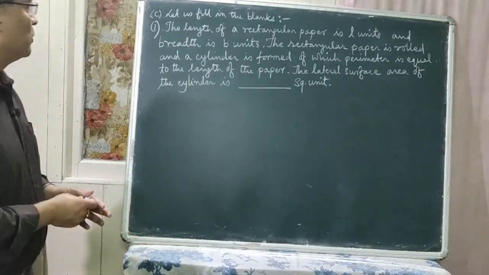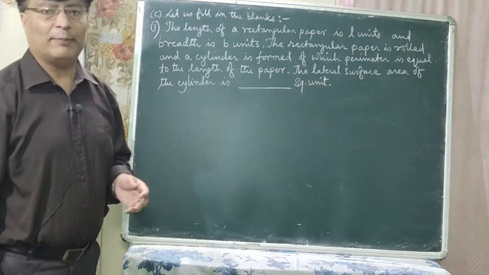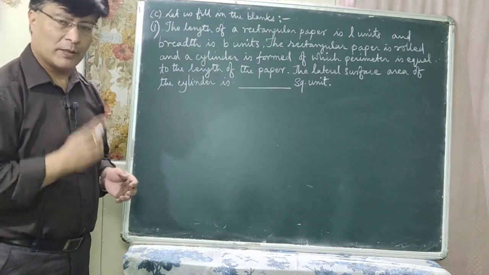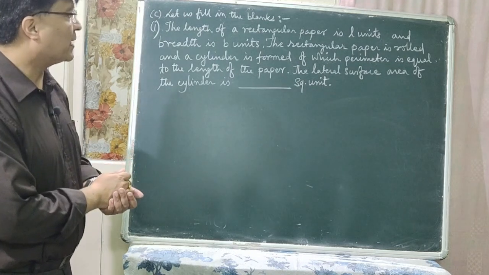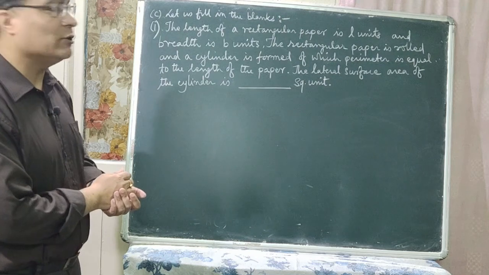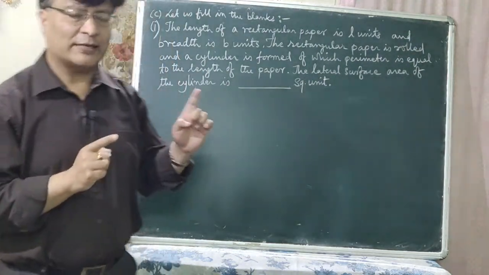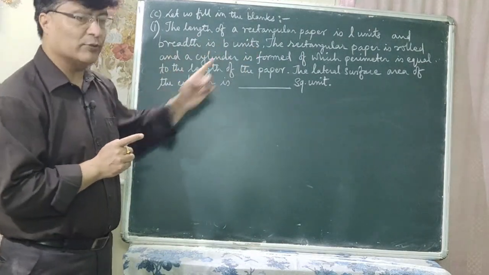So now we will do the next question, that is number C. Let us fill in the blanks. Here we have to fill in the blank spaces. In the question, number 1, the length of a rectangular paper is L units and the breadth is B units. There is a rectangular paper. The length of that rectangular paper is L units and the breadth is B units.